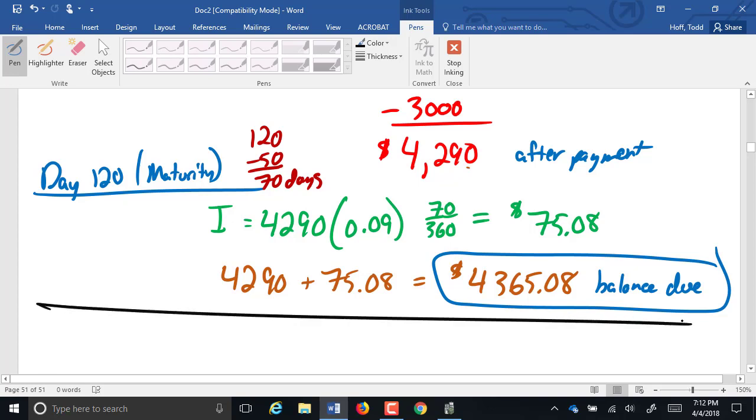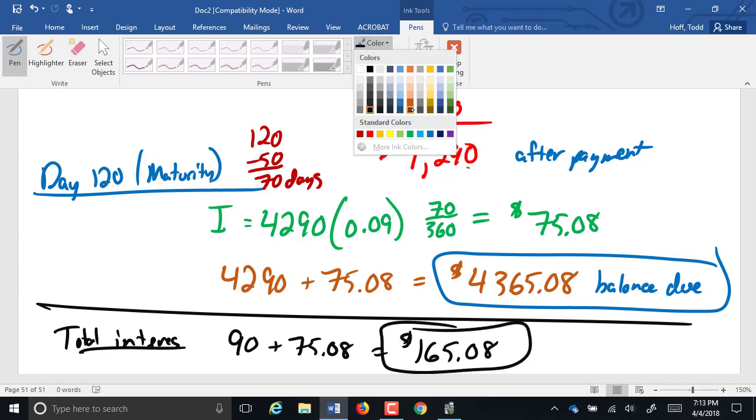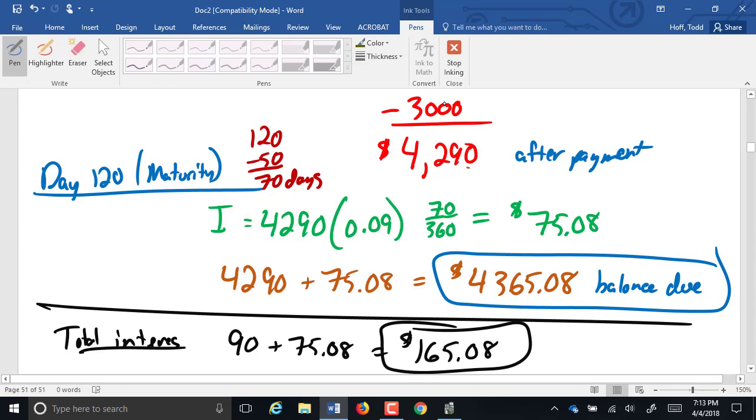So the second thing we need to find is the total interest. So it's going to be $90 plus $75.08, so $165.08. Questions so far?